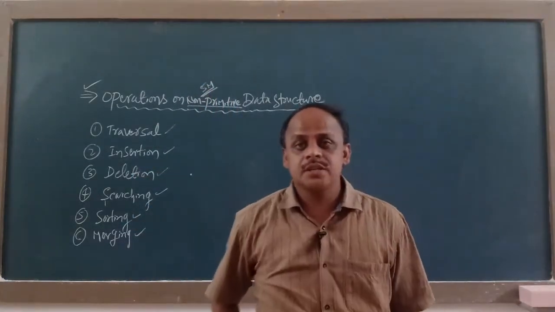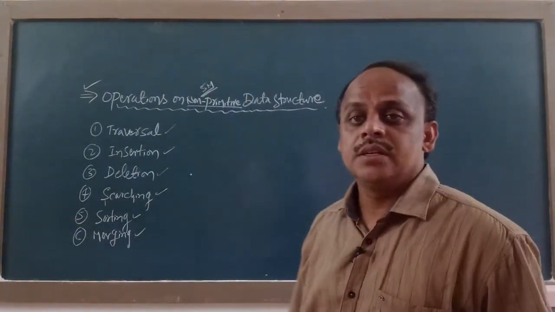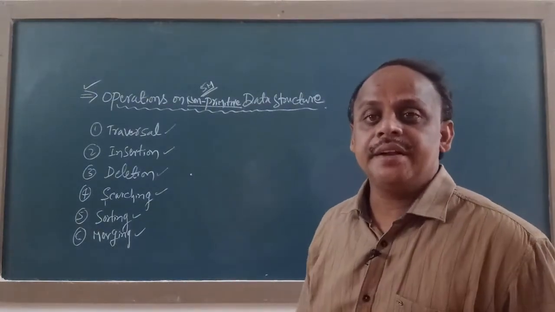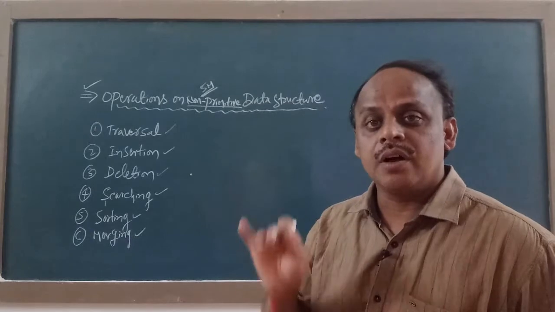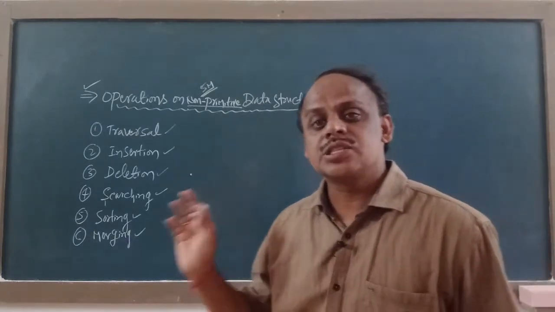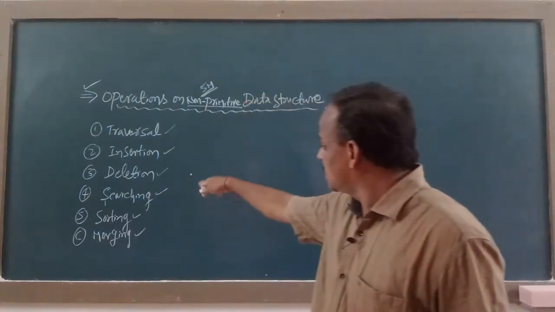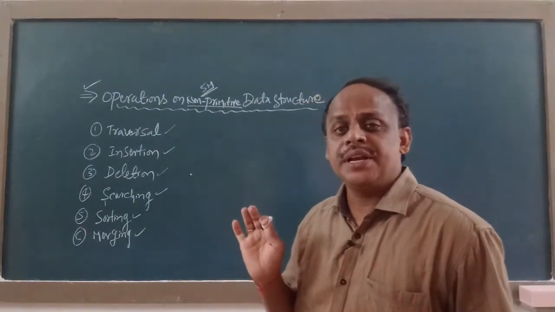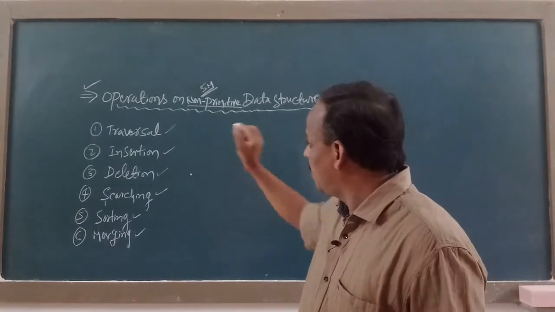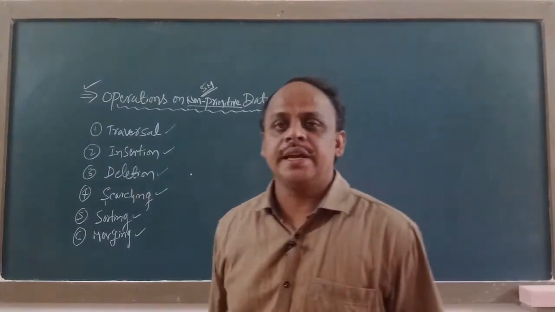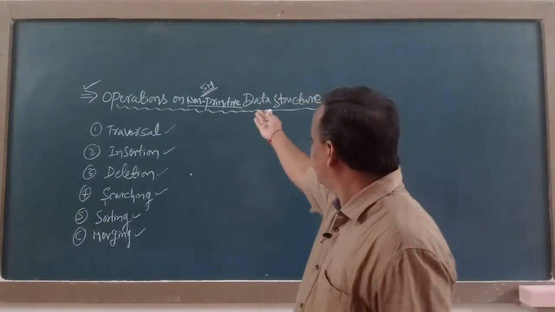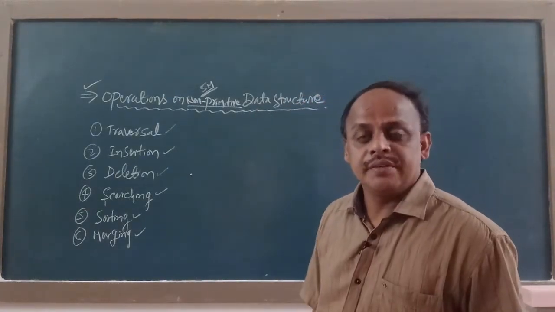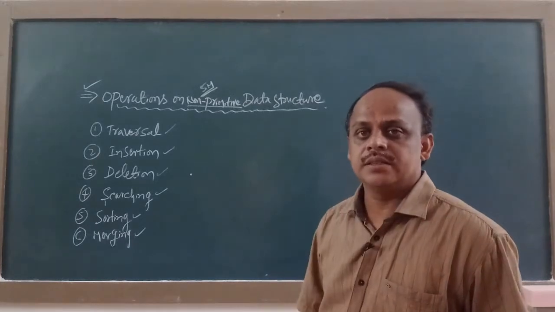In the examination, we may get the question: explain the different operations performed on a non-primitive data structure. Here 6 operations are there. You can consider any 5 operations. You just list the name of the operation and define it. Then you get 5 marks, right? For each operation definition, you get 1 mark, right?